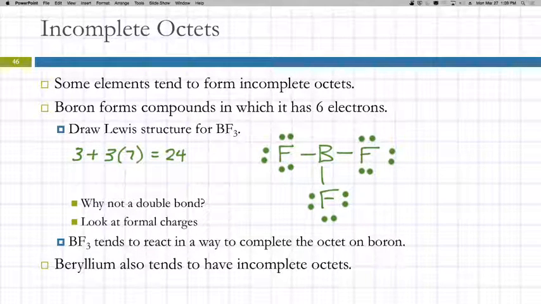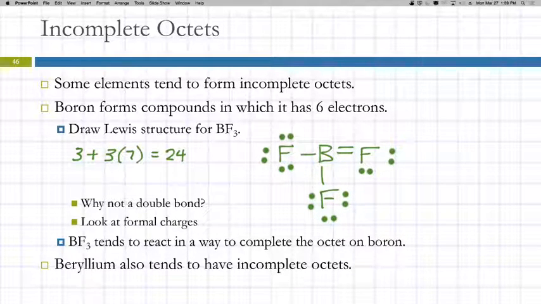What we've been doing, though, is we would say, well, boron doesn't have an octet. We need to share some more. So let's try that. So we'll take that pair of electrons and share. So now everybody's got an octet.